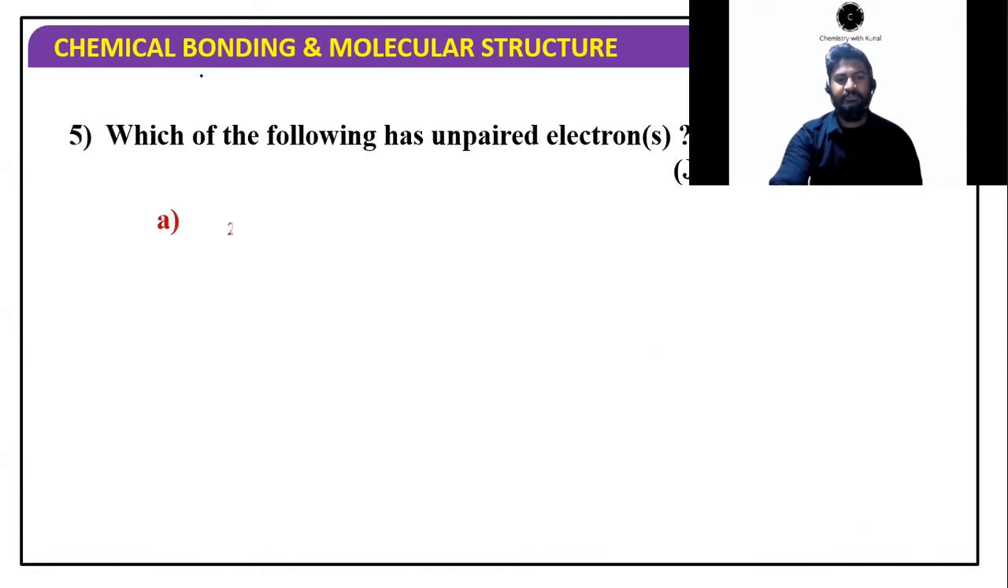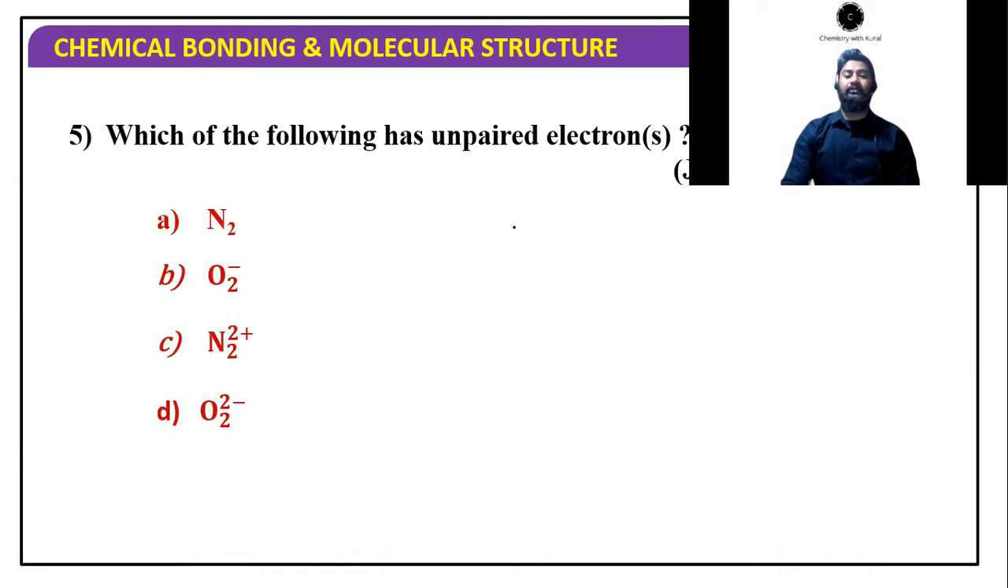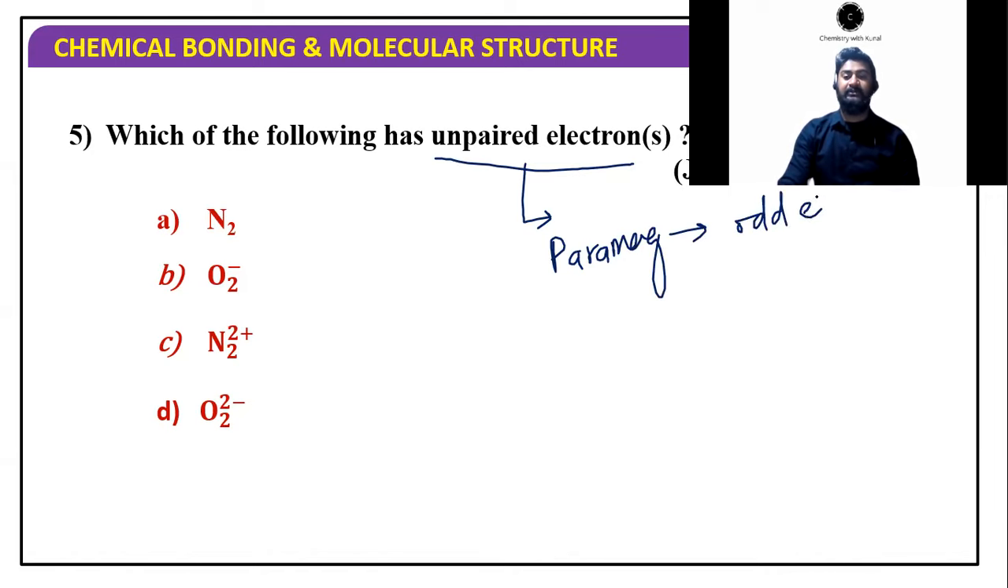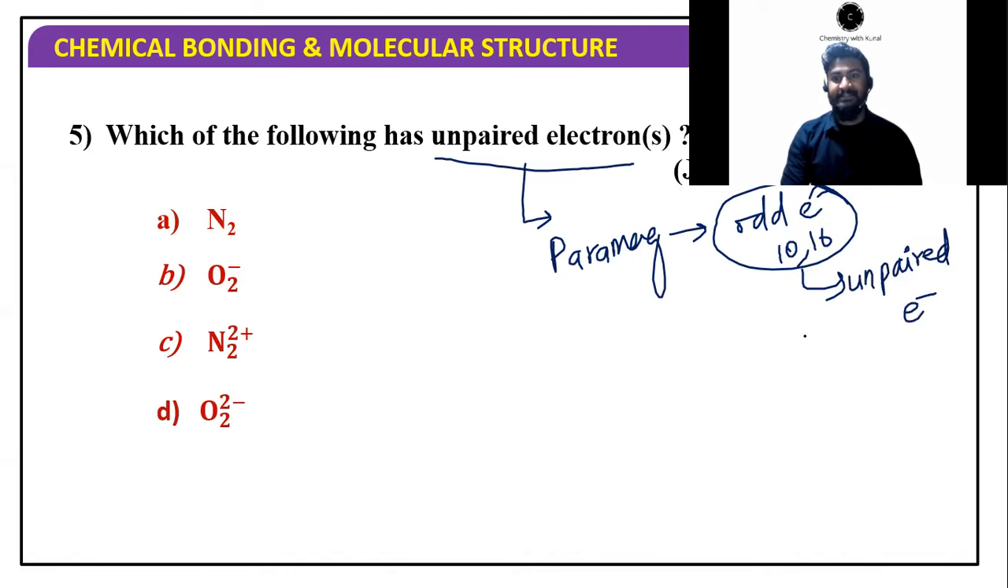Okay. Next question. Cool. This was asked in 2014 JEE Mains. Which of the following has unpaired electrons? If you go to my last shortcut, I mentioned that if you have a paramagnetic substance, that means it should have an odd number of electrons, or 10 or 16. Then it is paramagnetic, and the moment it is paramagnetic, it will definitely contain unpaired electrons. Definitely, because that is the main condition for something to be paramagnetic. So N2 has how many electrons? 14. Is it 10? No. Is it 16? No. Is it odd? No. That's diamagnetic.